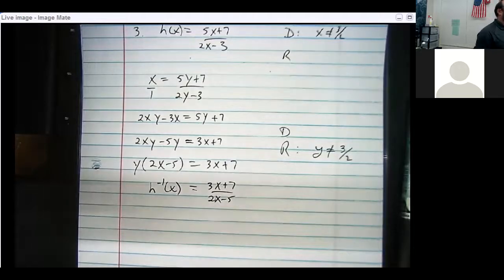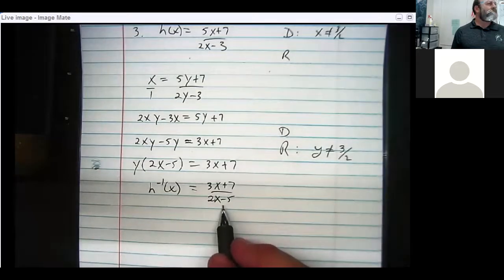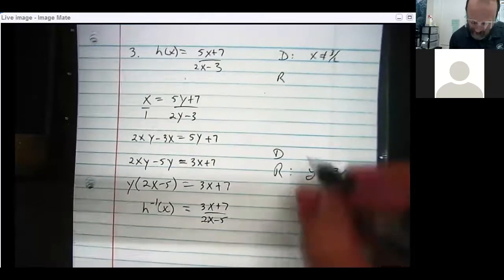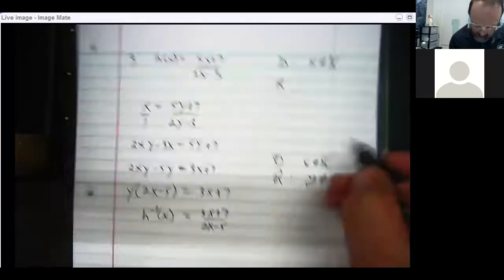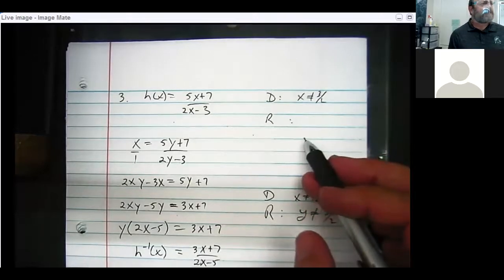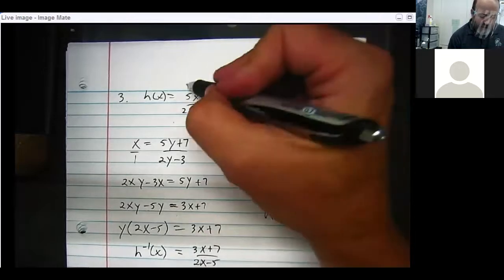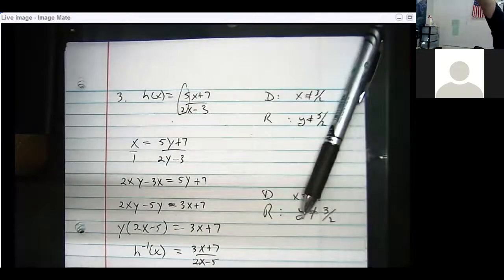What do you guys think? Not too bad, is it? Oh, what's the domain? What can x not be? 5/2. Which means this range up here was, y can't be. Hey, what's the significance of 5/2, everybody? That was that horizontal asymptote that we talked about in the last unit, isn't it?